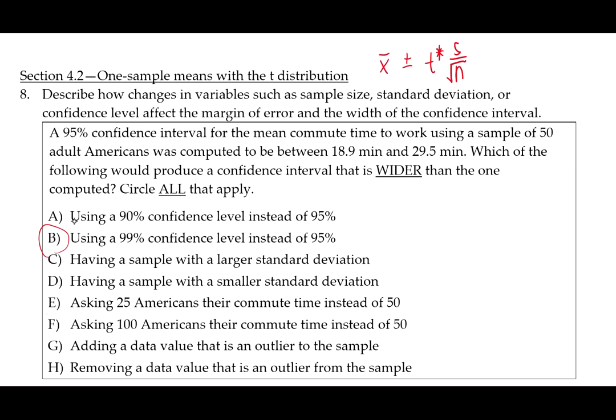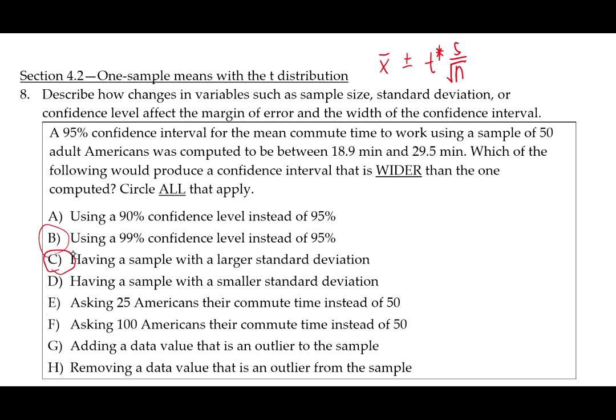C and D talk about the standard deviation of the sample. That's the value for S. If S is larger and there's more variability in the sample, then the margin of error is also larger, which makes the interval wider. So having a sample with a larger standard deviation would give us a wider interval. A smaller standard deviation would give us a narrower interval. Answers E and F talk about the sample size.